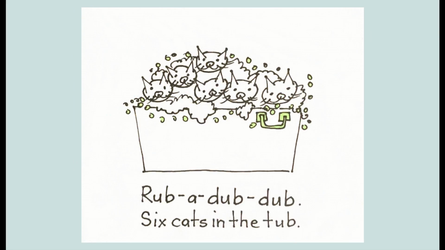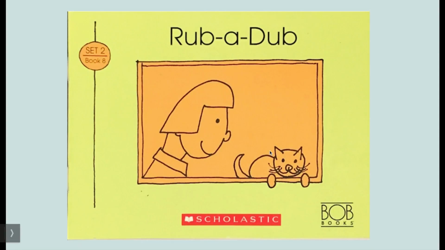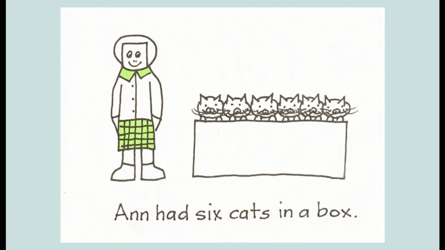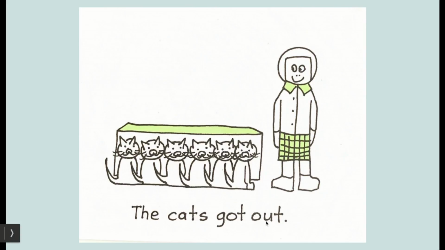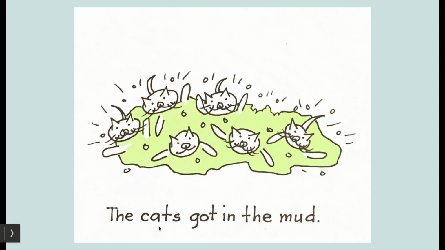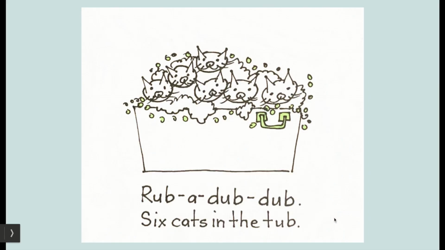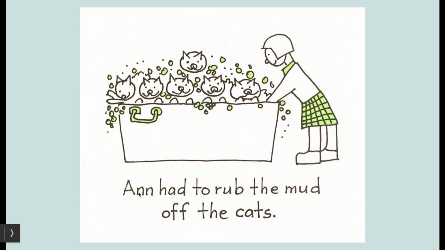All right, let's read our story one more time today. Rub-a-dub. Anne had 6 cats in a box. The cats got out. The cats got in the mud. Anne put the cats in the tub. Rub-a-dub-dub. 6 cats in the tub. Anne had to rub the mud off the cats.